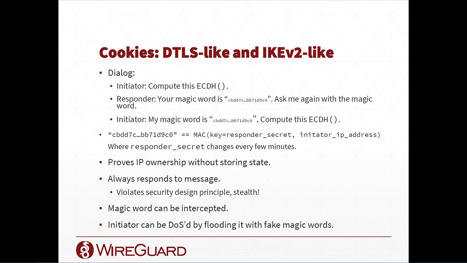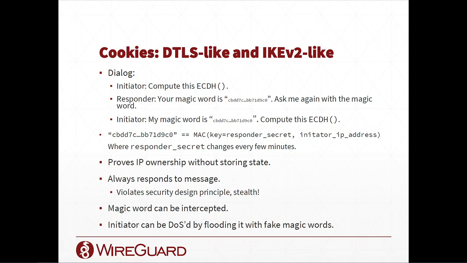Next, we have cookies that are like DTLS or IKEv2, which is a little bit more clever. Instead of Carmen Sandiego being the magic word, it is some hash, where the hash is from a PRF, where the key is some responder secret that's changing, and the initiator's IP address. So now you don't have to store state. You don't have to have a stored association between the magic word and the IP address because you can just compute the same MAC and confirm that way.